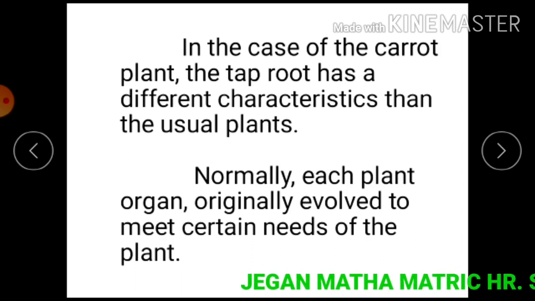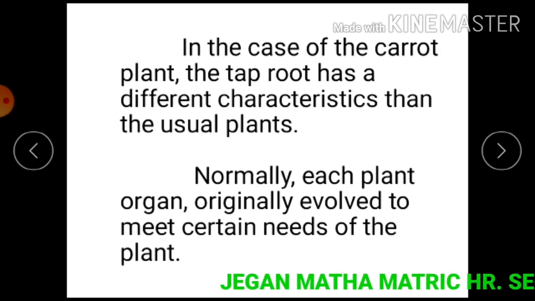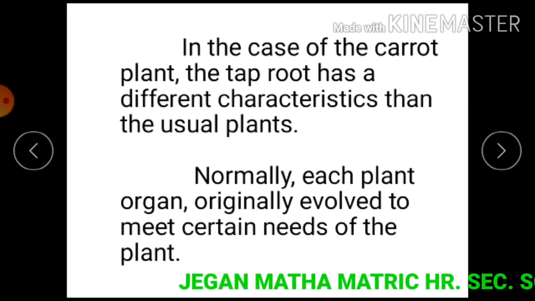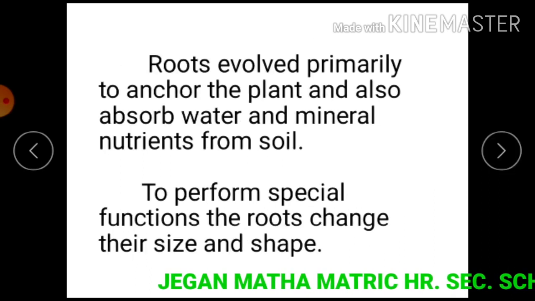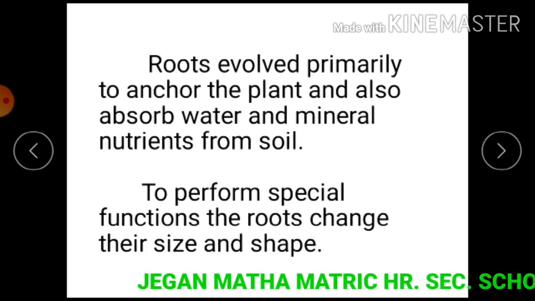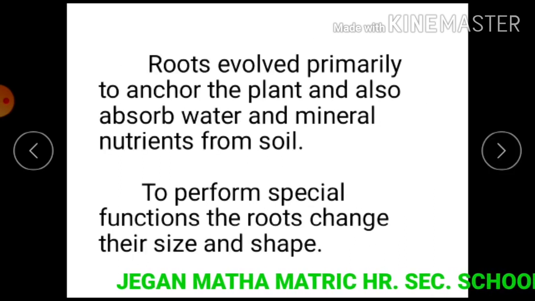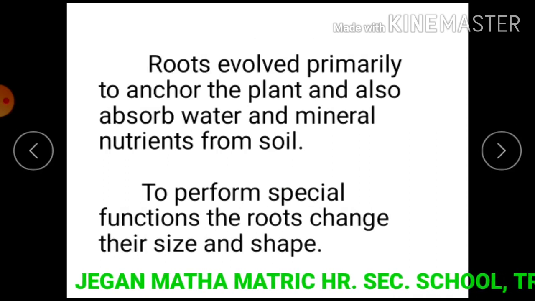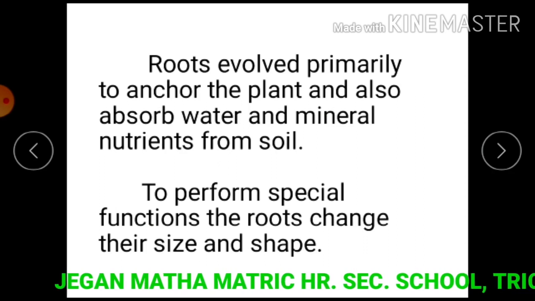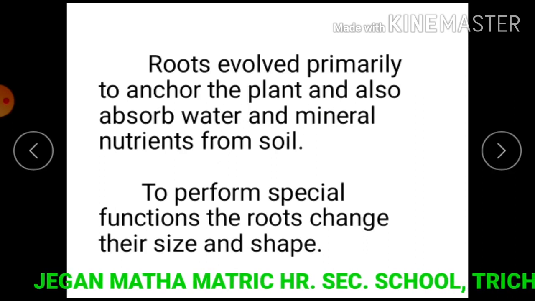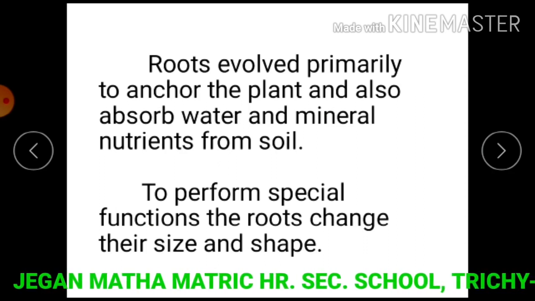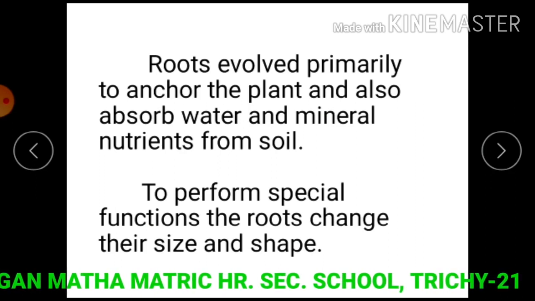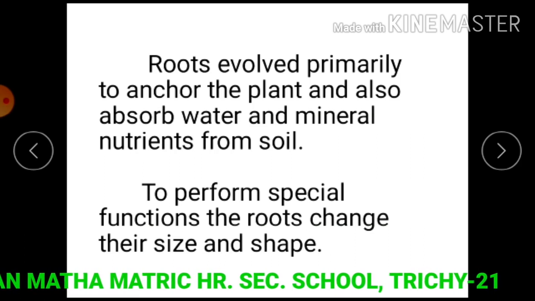Normally, each plant organ originally evolved to meet certain needs of the plant. For example, roots evolved primarily to anchor the plant and also absorb water and mineral nutrients from the soil. To perform special functions, the roots change their size and shape.